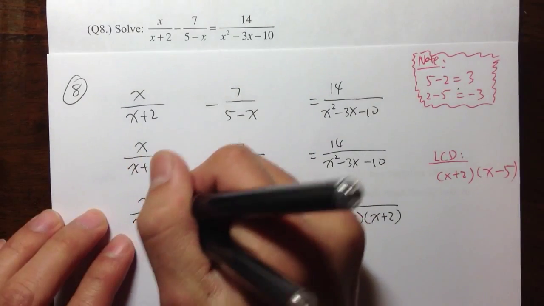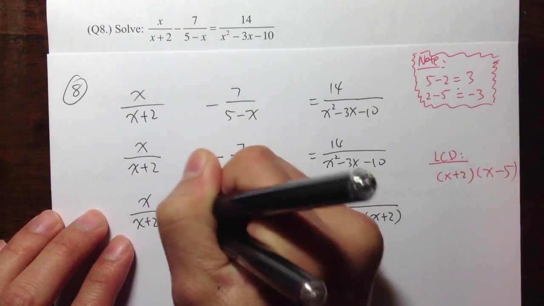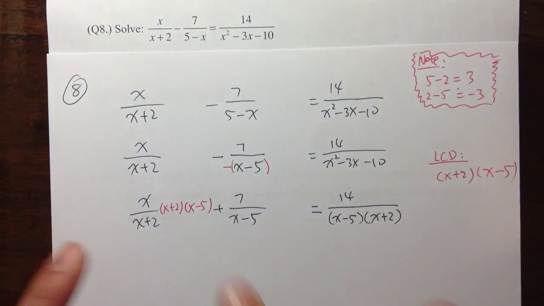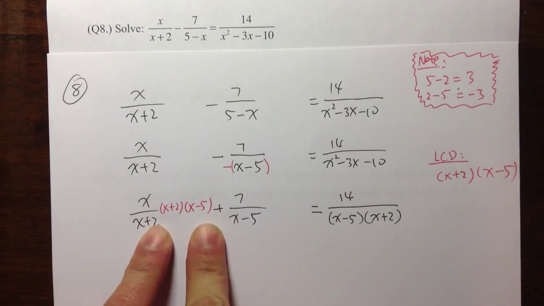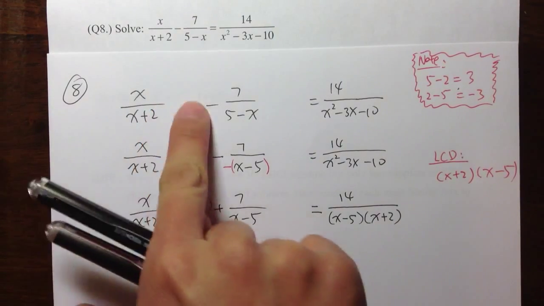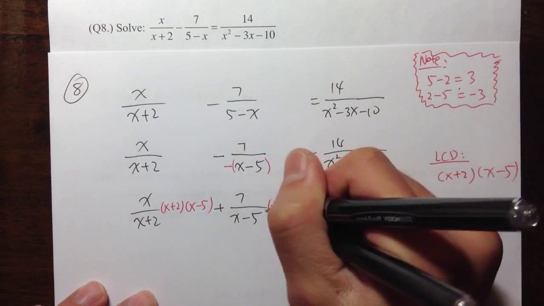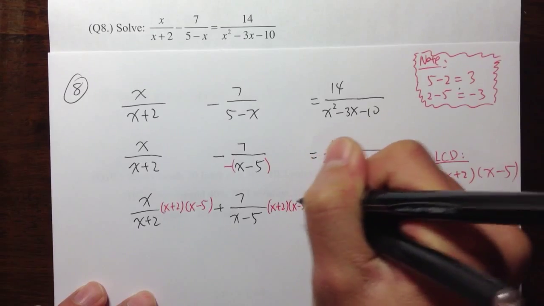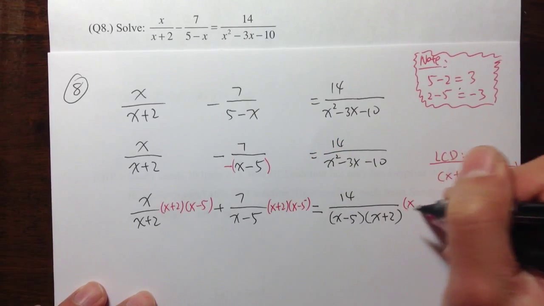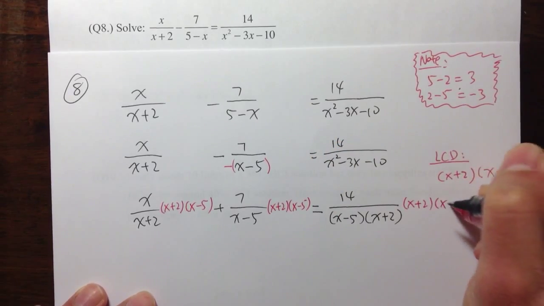Okay, so let's do that. x plus 2 times x minus 5. And as you can see, this is why I purposely leave a big gap in between all these terms. Okay? x plus 2, x minus 5. And then right here, again, x plus 2, x minus 5.